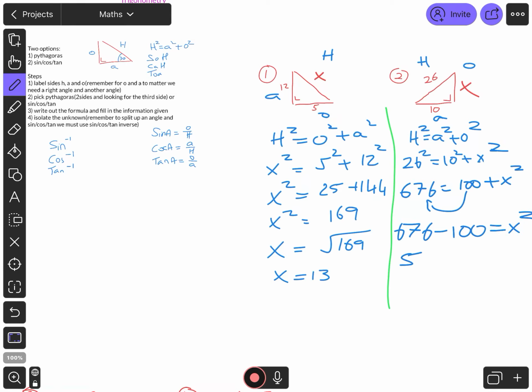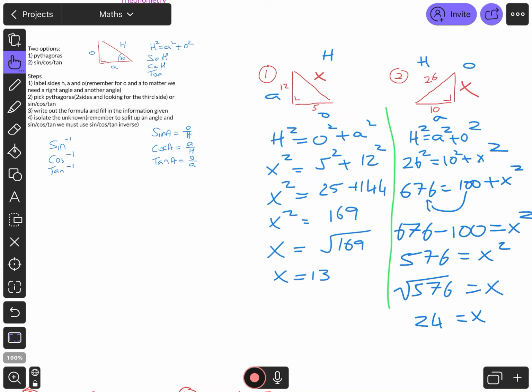Okay, so that's going to be 576 is equal to x squared. How do I get rid of that? I bring it across and it becomes the square root. I check what the square root of 576 is, and I get the answer of 24. And again, I'd write centimetres in there if they did, but they didn't, so I'm fine with this one. And that's that question there.